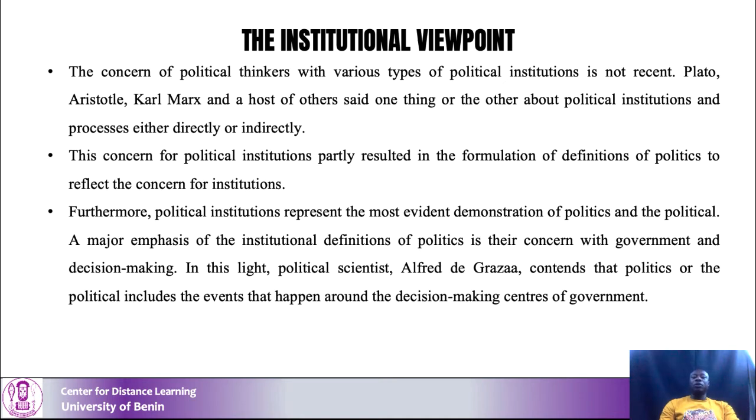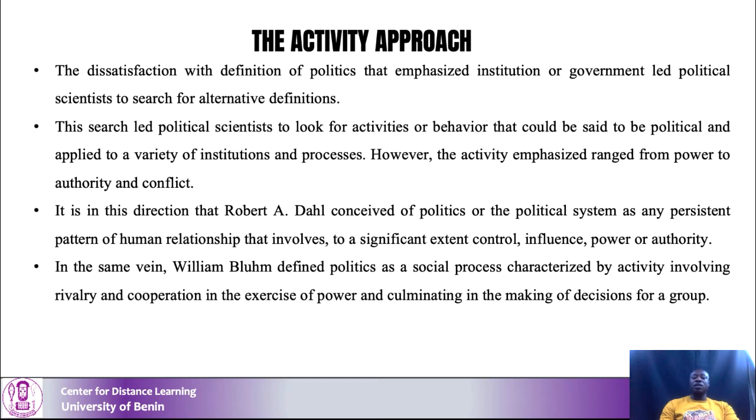Of course, in this light, political scientists like Alfred de Grazia contend that politics or the political includes events that happen around the decision making centers of government. Of course, the activity approach. This search led political scientists to look for activities or behavior that could be said to be political and applied to a variety of institutions and processes. However, the activities emphasized range from power to authority and conflict.